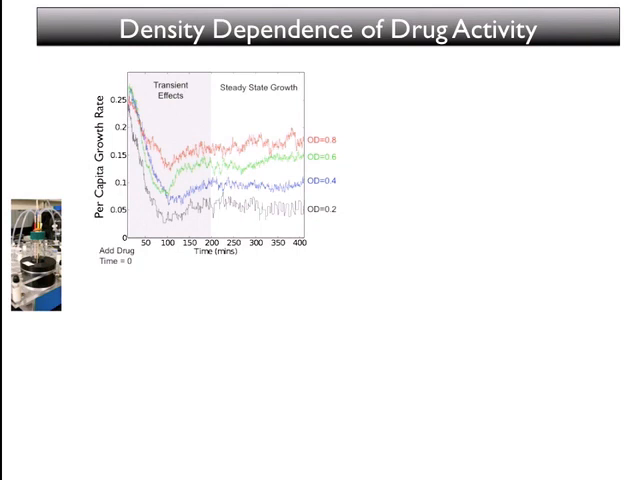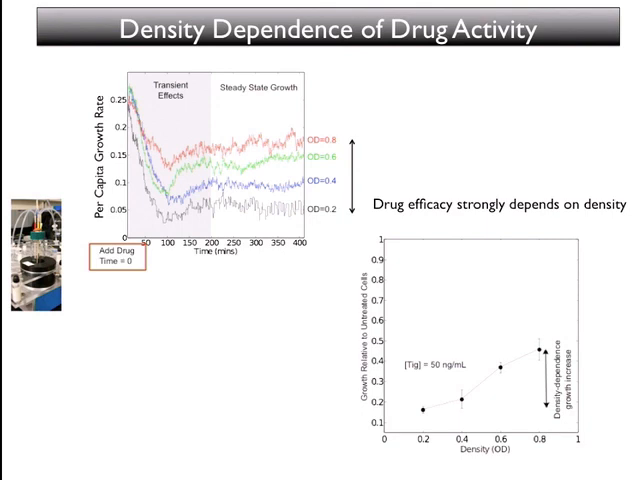Each of these curves has grown at a different optical density, so a different population density, but they all have the exact same concentration of drug. And so what you can see very clearly is that the drug efficacy strongly depends on the density. You can plot something like this: you measure cell density, and this is the growth relative to untreated cells, and you get a curve like this. This part here really measures how big this density effect is.